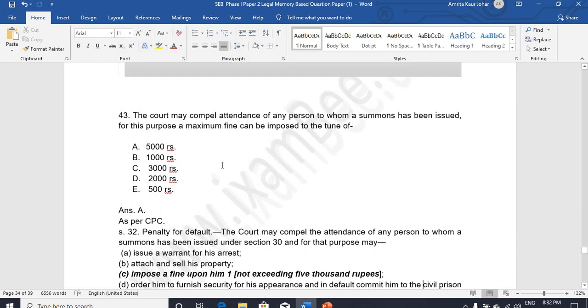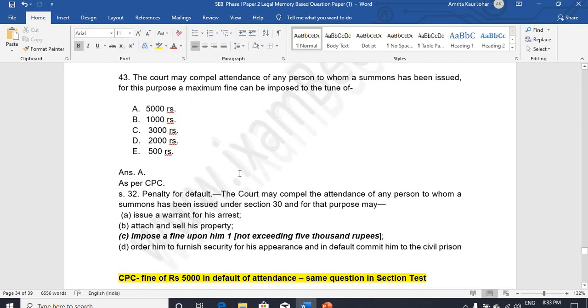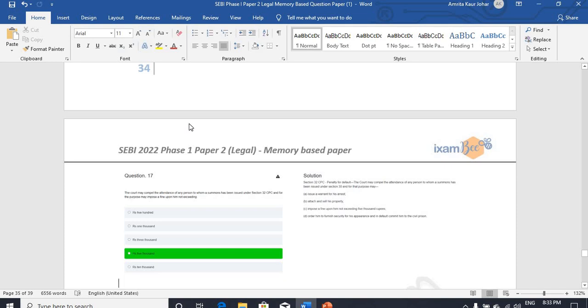Court may compel attendance of any person to whom a summons has been issued for this purpose. Then what is the maximum fine that can be imposed on a witness? This is from CPC, section 32, penalty for default. A maximum fine of not exceeding 5,000 rupees. So a maximum fine of 5,000 rupees can be imposed on a witness if he does not come before the court, even if a summons has been issued.